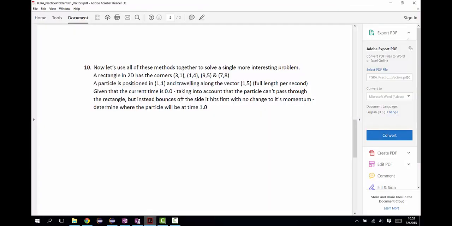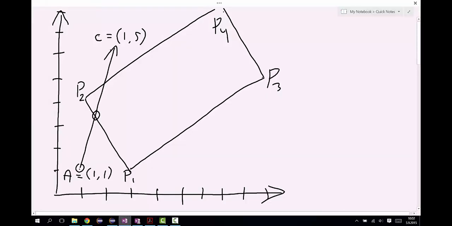And it asks at which position will the particle be at the time 1.0. So if it were uninterrupted, it would end up here at the time 1, since it's traveling along c for 1 full length of c per second. But what we're going to find out is where the intersection point is, and once we've figured that out, we're going to reflect it off of the correct side.